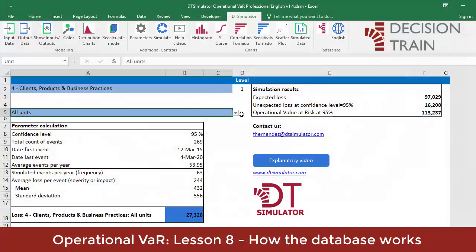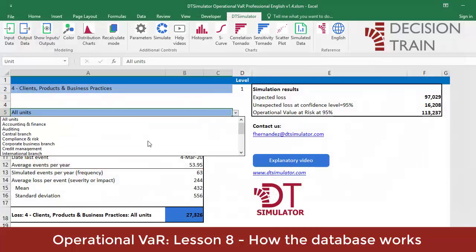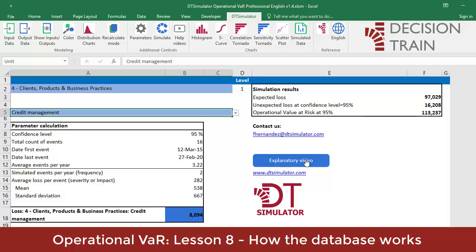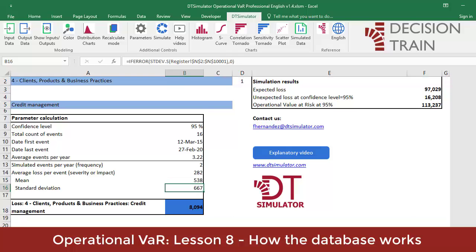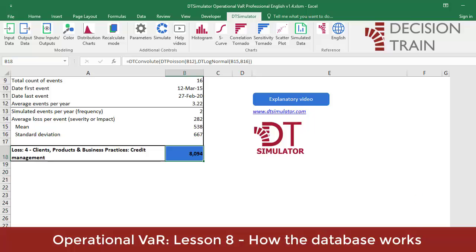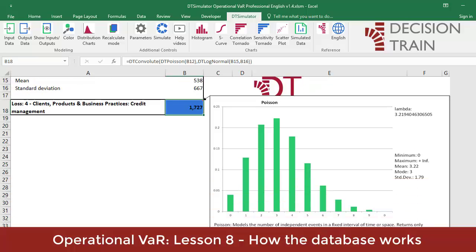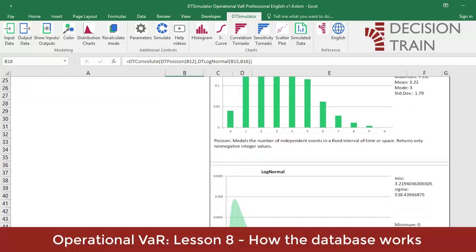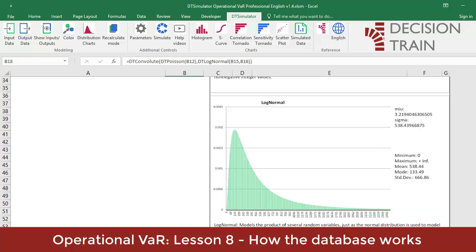Similarly, the information can be further specified by administrative unit. When selecting Credit Management Unit for the previous category, the model filters 16 events, which means 3.22 events per year, with a mean severity of $541 and a standard deviation of $669.